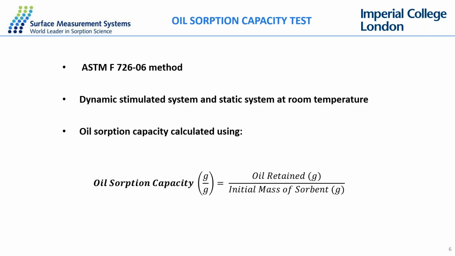The very first test that was done was the oil sorption capacity test. I'll just briefly talk about that. I used the ASTM F726-06 method, two different systems, a dynamic simulated system and a static system, both at room temperature and pressure. And then the oil sorption capacity was calculated using the equation here.